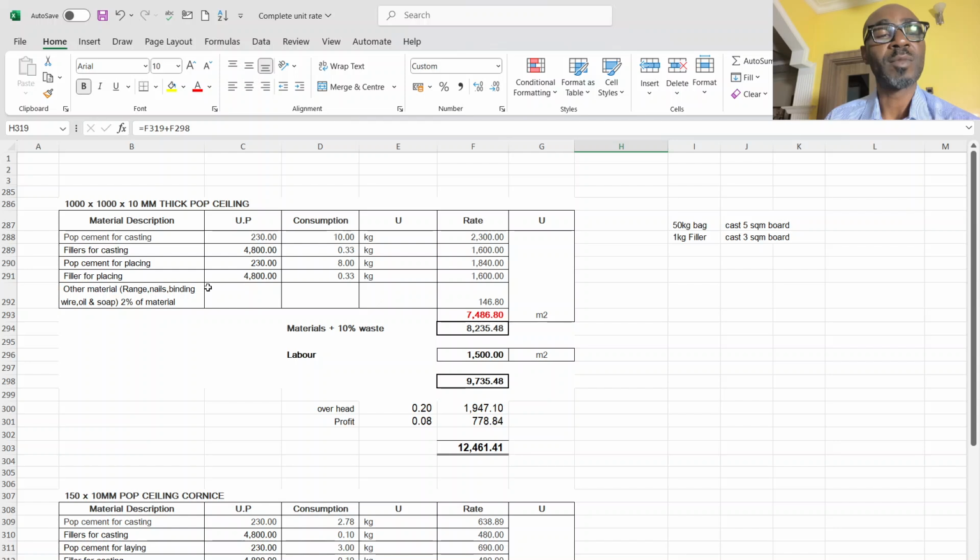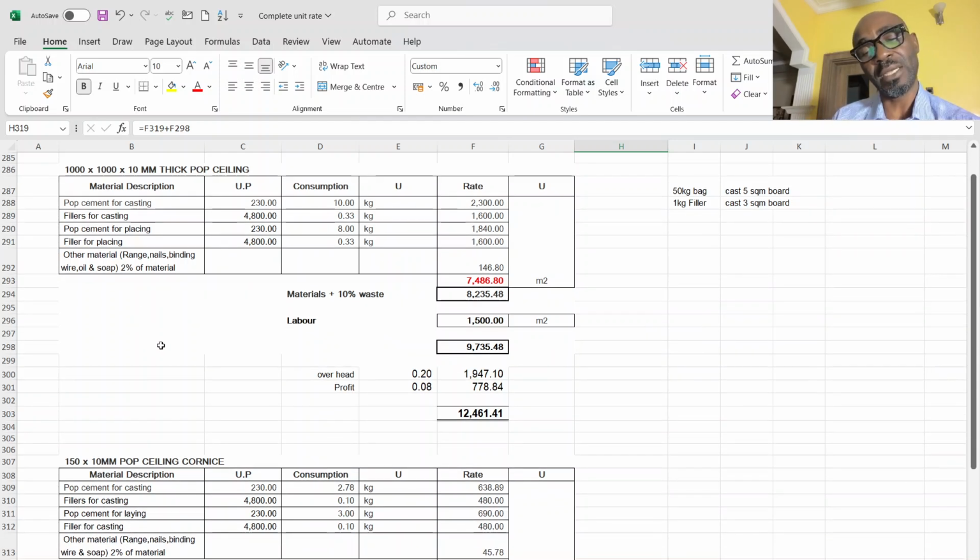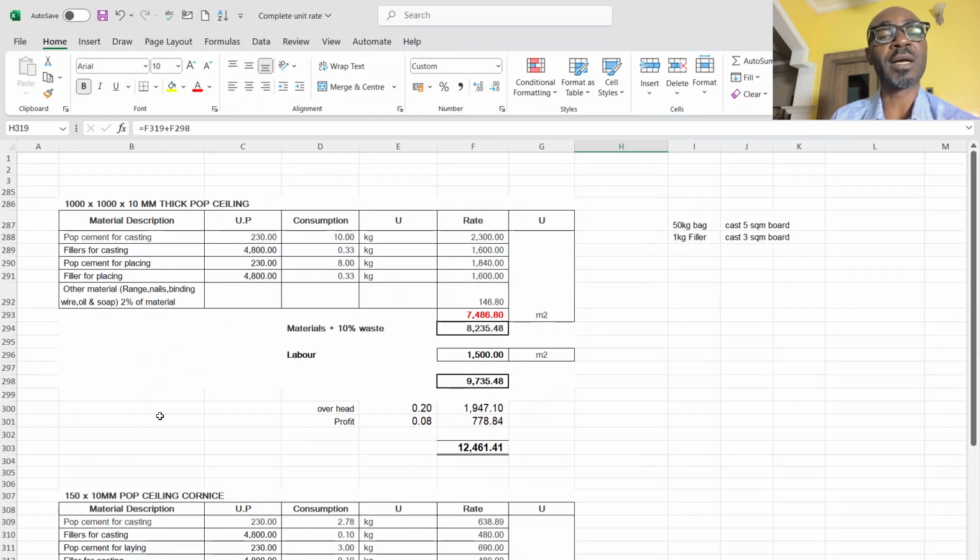Having said this, the basic ingredients for this job are the POP cement and the filler. The filler is this sponge-like material that is sprinkled or spread on the wet cement on the casting platform to give it strength, to make the board stronger after setting.